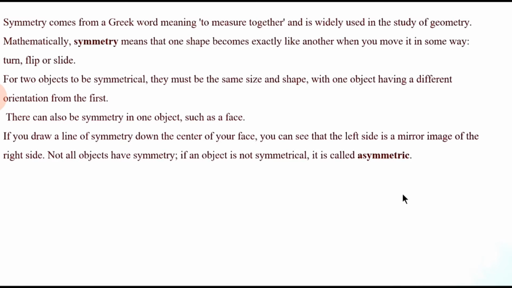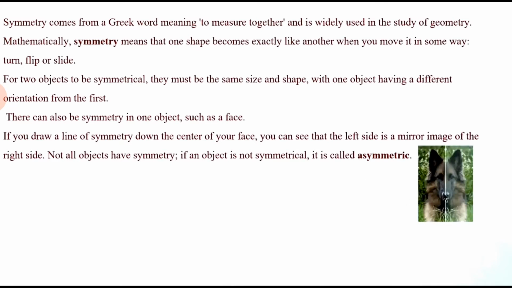So, not all objects have symmetry. If an object does not have any symmetry, it is known as asymmetric. If you look at this dog face, the white line gives the line of symmetry. This divides the dog face into two parts. The left side is the original image and the right side is the mirror image of the left side, right? So, this face of the dog has symmetry.